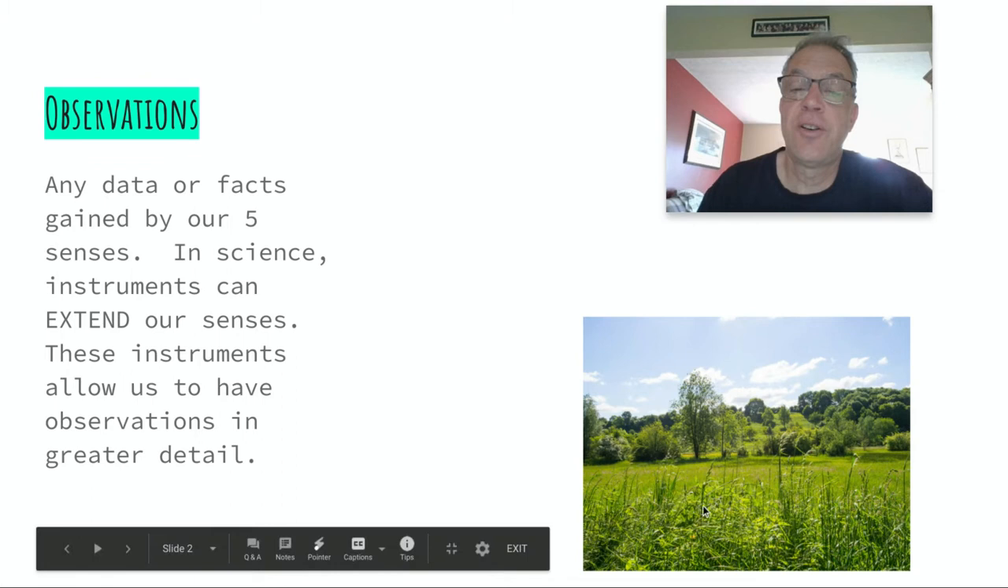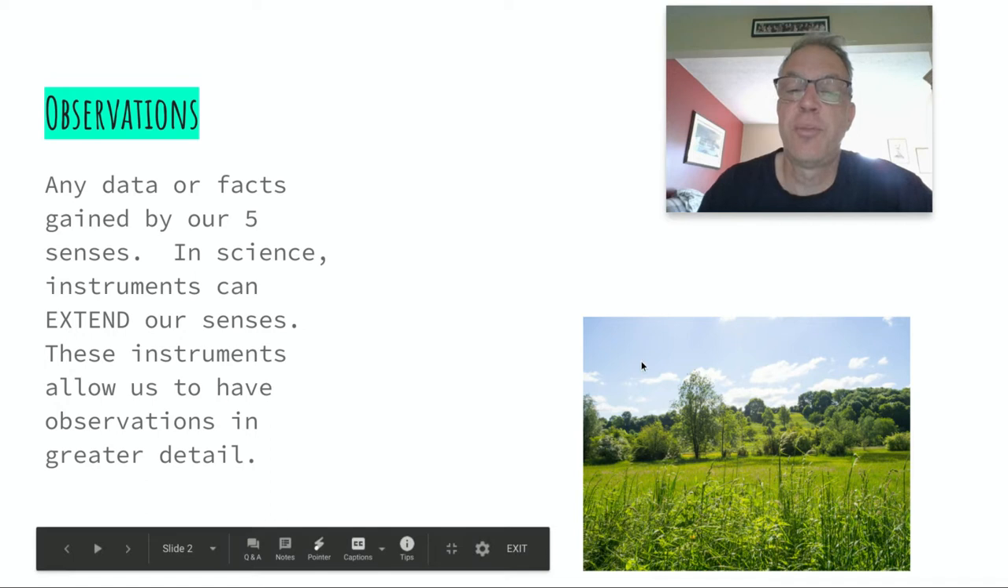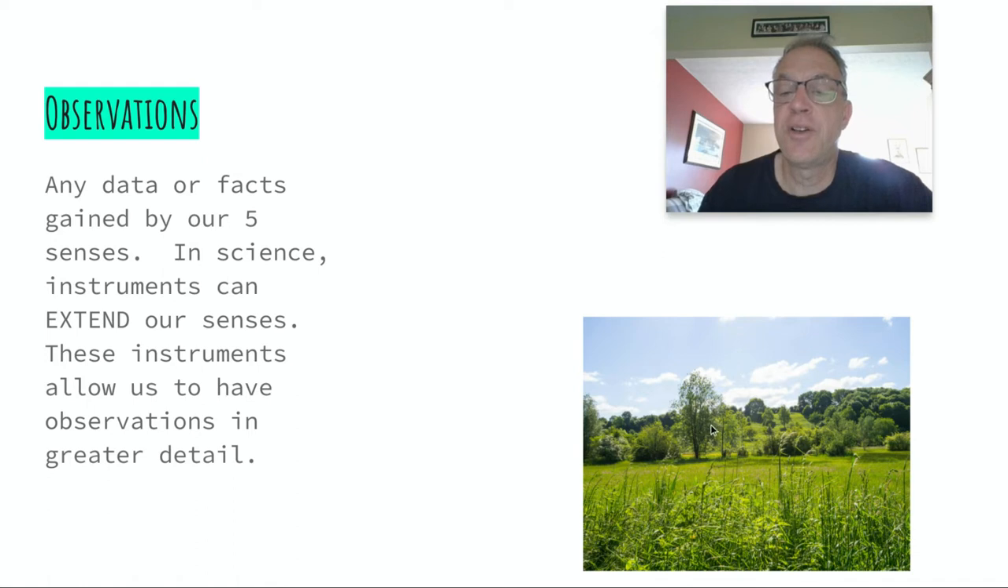If you take a look here, for instance, and someone were to ask, what do you observe right here? I could say I observe that there appears to be a blue sky. There's some clouds. There's green vegetation. It appears that there's a hill in the distance. Could I say that it's hot or cold? Not really, because I have no sense. It could be a very clear, extremely cold day. That would be more of a conclusion.